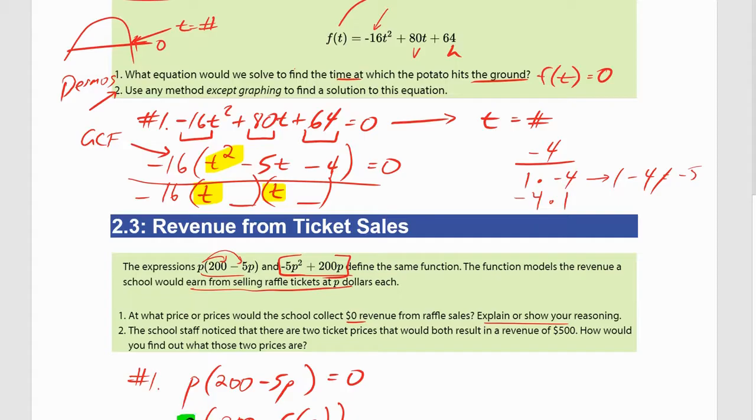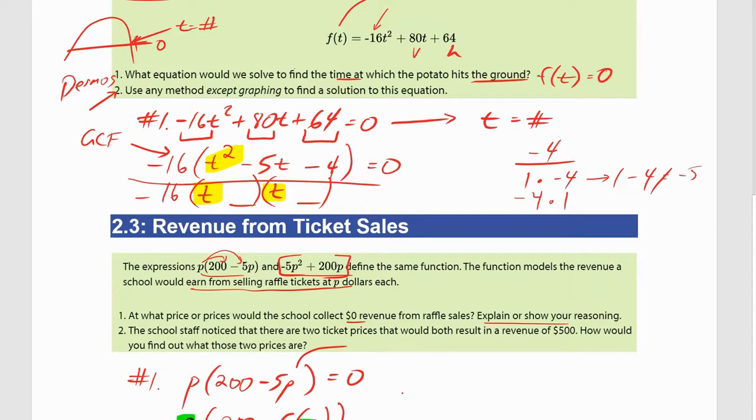Okay, if you plugged in 0 for the price of your tickets, it makes sense. If you sold your tickets for $0, you're not going to make any money, right? Now, what about if you sold your tickets for way too much money? How much would that be? What could you plug in for p right here to get 0? 200 minus something gives us 0. That has to be 200, right?